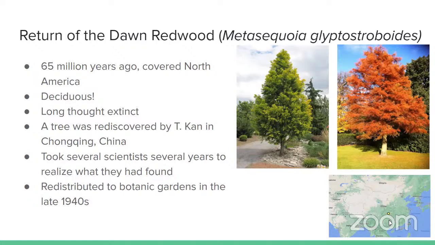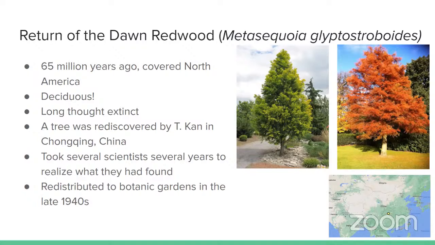So sparsely inhabited this valley, kind of in central China. It took them a while to figure out that this fossil tree that they thought was extinct and this big tree in a shrine in China they found were the same thing. But once they did, everybody was really excited. So they redistributed it to botanical gardens. And you can see them around today. There are lots of botanical gardens have examples.